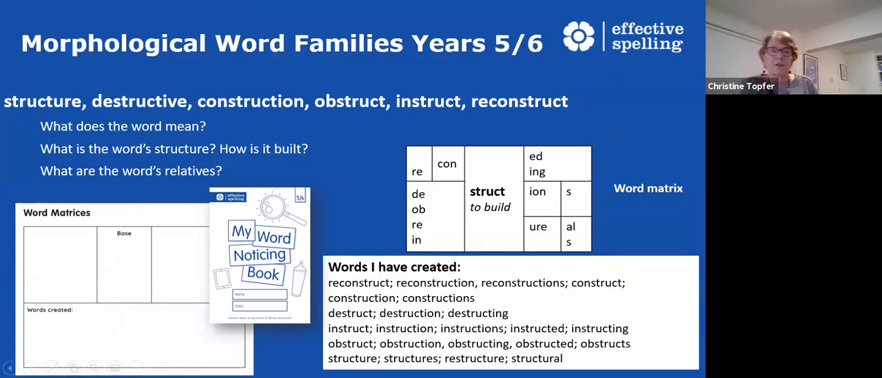So this is a matrix, and we've given you just a form here that the students can actually use in their word noticing books to record the words that they've been exploring in a word matrix. And so here's a matrix, and then here are all the words that could be constructed from this matrix. Remember that no matrix is ever complete. There could be more words that you will find and that you will need to add, but these are all meaningful parts of words that students can learn and explore.